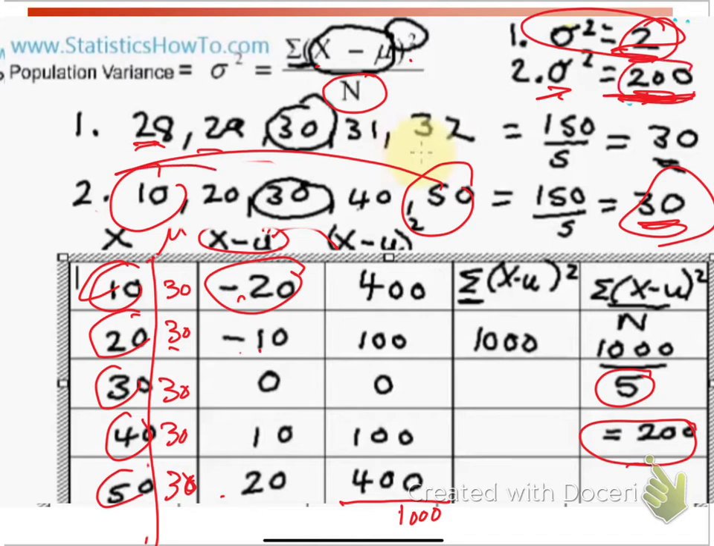So how can we get 200? In the first set, it could be acceptable because the maximum is 32 and the minimum is 28, so the range is 4. So it could be accepted that the variance is 2.